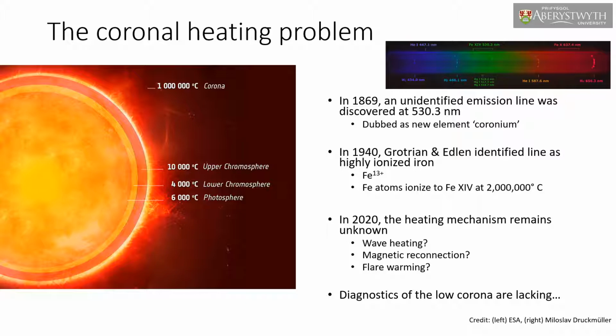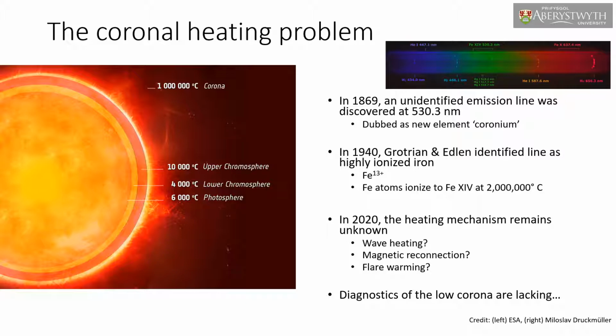But if we fast forward about 70 years, Grotrian and Edlén made a suggestion that the green line wasn't a new atom at all, but instead a simple iron atom ionized to just ridiculous levels. They suggested that neutral iron atoms could emit at this wavelength if they were heated to 2 million degrees Celsius, in which case they would lose half of their 26 electrons. So this seemed a little absurd at the time, since the photosphere was only 6,000 degrees and the chromosphere above it was just a few thousand degrees higher.